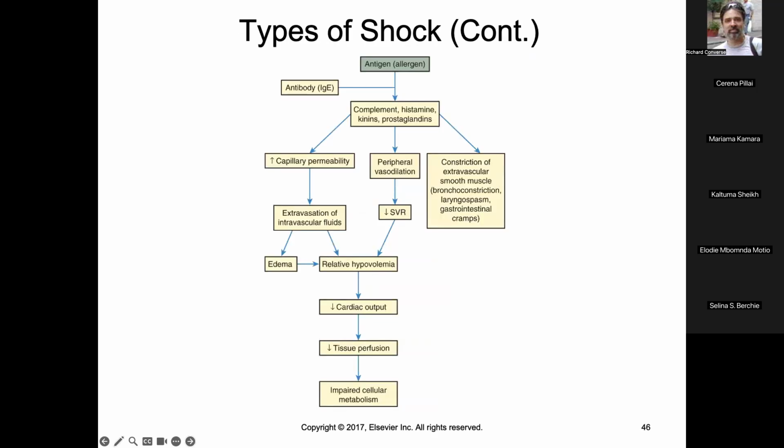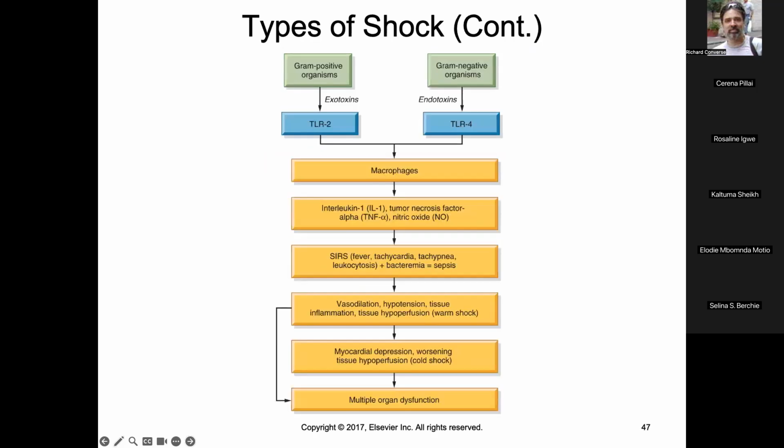Okay. This is one of the things we see in septic shock or in toxic shock. We get global histamine and cytokine release. We get dilation, systemic dilation of blood vessels, and that reduces your blood pressure dramatically. Okay. We get relative hypovolemia, a reduction in cardiac output, reduction in tissue perfusion, and a drop in cellular metabolism. Okay.